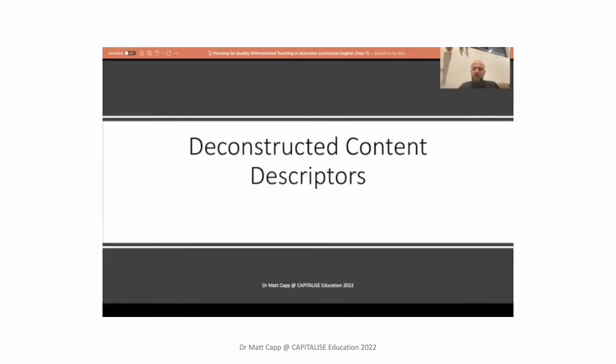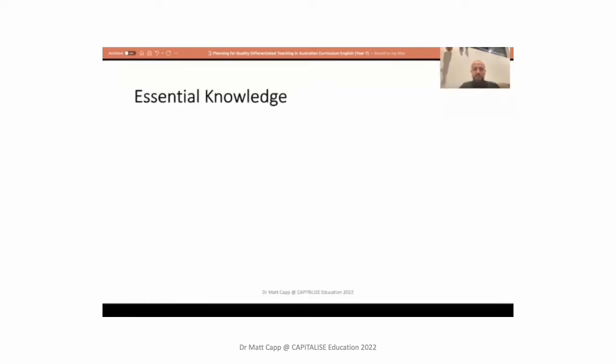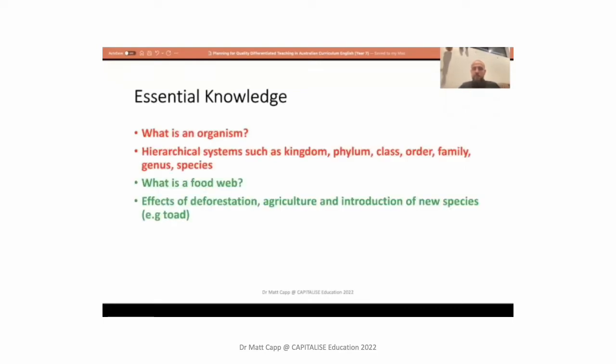So once we've identified the content descriptors, we need to start deconstructing them to identify the essential knowledge and the essential skills. To do this, we can go to the elaborations and have a look at what they tell us. We don't have to cover it all because there's a lot there, but it gives us ideas about the essential knowledge and skills. Once we look at the elaborations, we can start to deconstruct those content descriptors into those knowledge and skills. So once I've looked at those 3 content descriptors, I've worked out what is the essential knowledge that I need to contextualize for my learners.